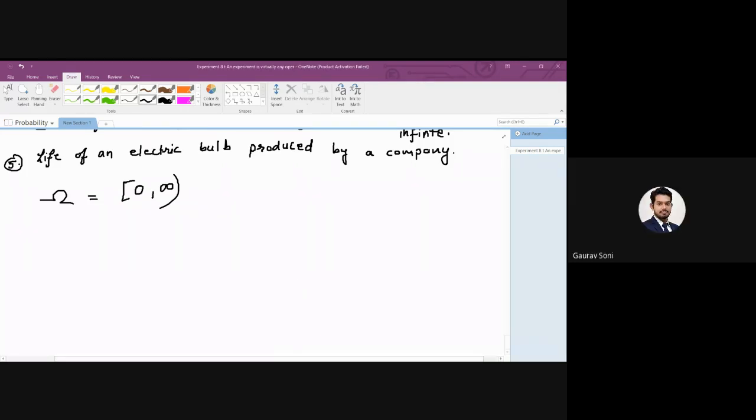So what is the type of this sample space? Continuous. Continuous. Uncountably infinite. Continuous. Countably infinite or uncountably infinite? Uncountably infinite. Fine.